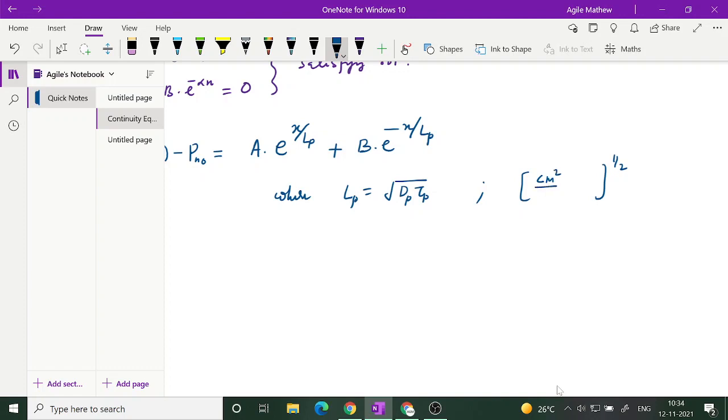Centimeter square by second, right? Yesterday, when we derived Einstein's relation, we found that mobility has a unit of centimeter square divided by volt second. So if you forget the unit of any quantity, any constants like Dp or mu p, what you can do is take the equation that contains it.